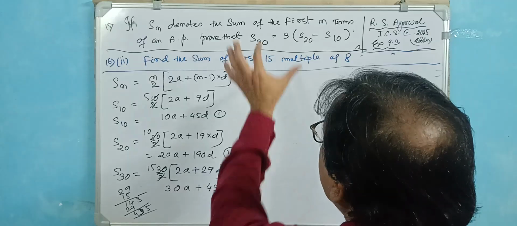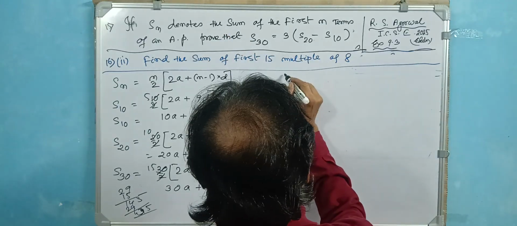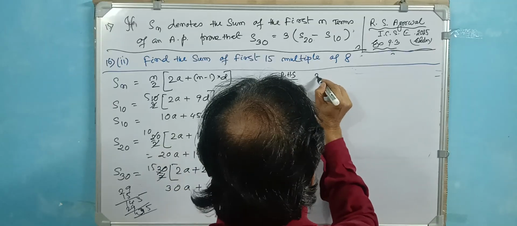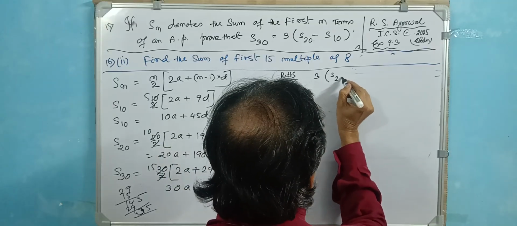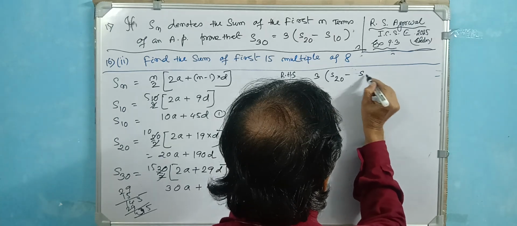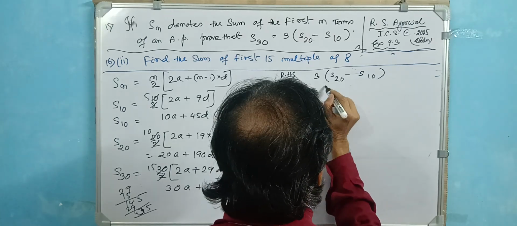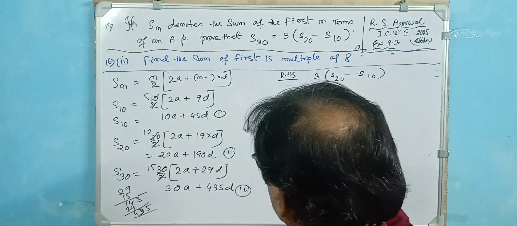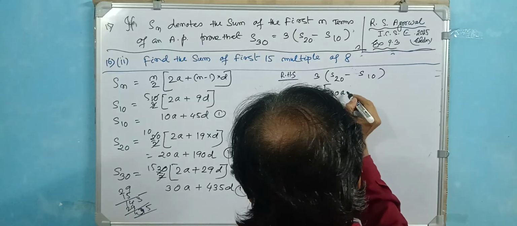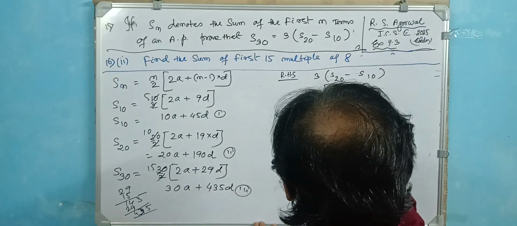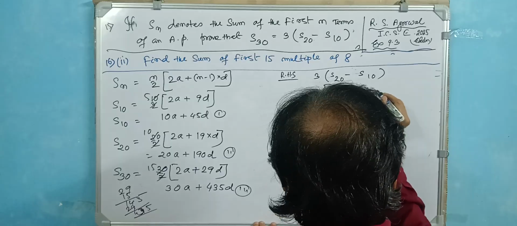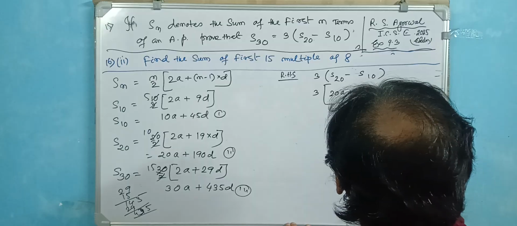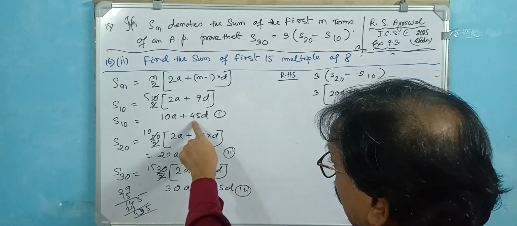So what will be proved? First you write the RHS, 3 bracket S20 minus S10. You just put this in the bracket. What is the value of S20? It is 20a plus 190d. And minus, what is the value of S10? S10 is 10a plus 45d.